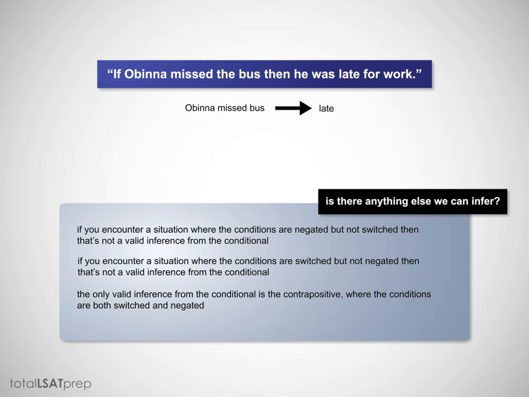An argument might have this conditional, and it might also add that Obina didn't miss the bus. And it might ask what has to be true. And one of the answer choices is definitely going to say Obina wasn't late for work. And likewise for the other mistake. So keep that in mind whenever you encounter conditional statements. The only inference you can make is a contrapositive.